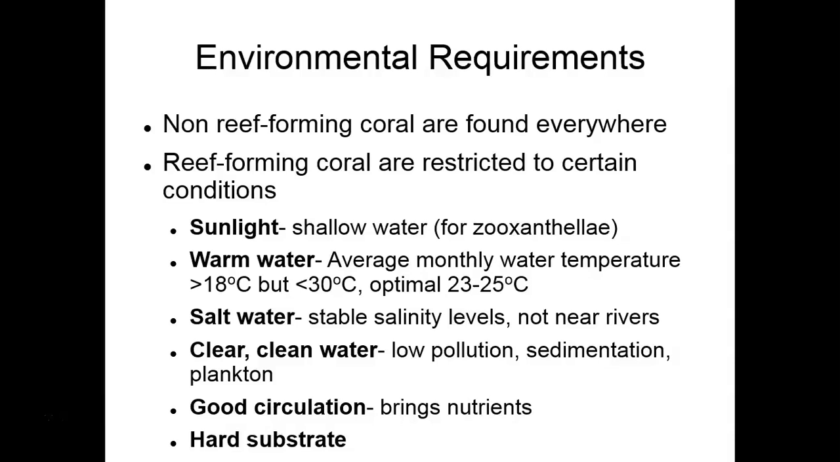Additionally, around rivers, there's a lot of sediment that gets put into the water, and that would cause the water to be murky and for there not to be a lot of sunlight. So the coral also needs clear, clean water that has low pollution and low sedimentation, and generally a low amount of very thick plankton that's also blocking the light. They need to have nutrients, so they need to be in an environment with good circulation, and they also need a hard substrate to grow on.